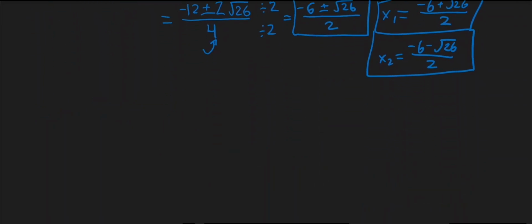Okay, so number 3, we have 5x squared plus 1x is equivalent to 1. All right, so same process. If you bring the 1 over to your left-hand side, that gives you 5x squared plus 1x minus 1 is equivalent to 0. All right, so now a is 5, b is 1, and c would be negative 1.